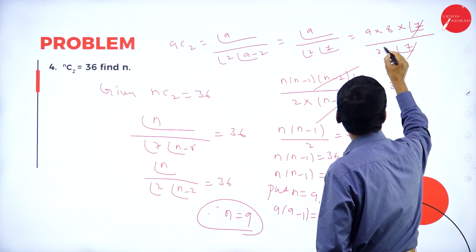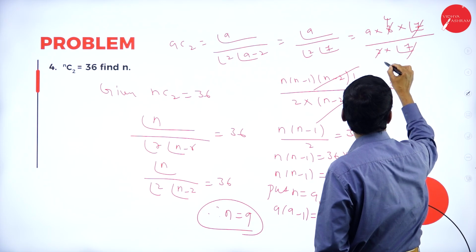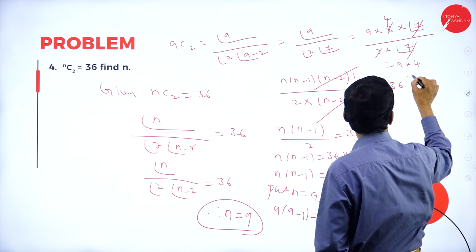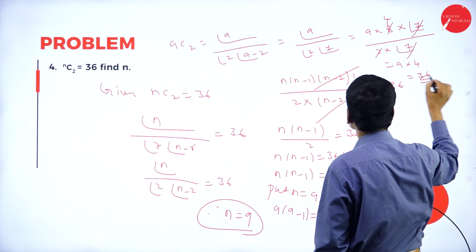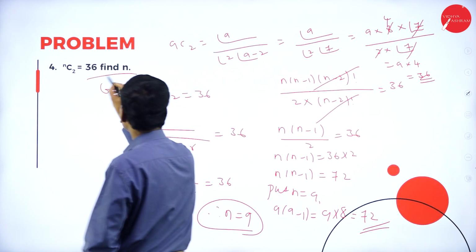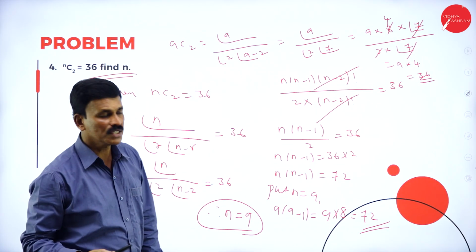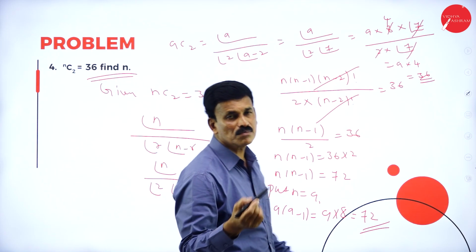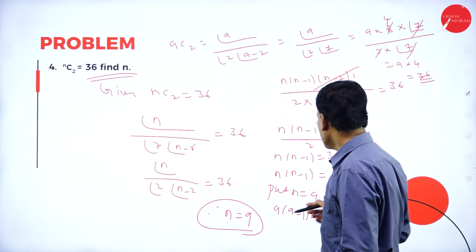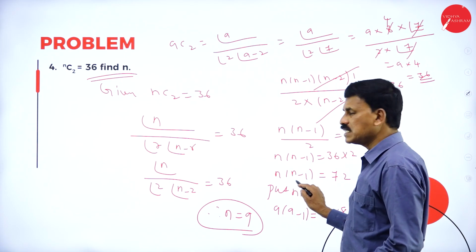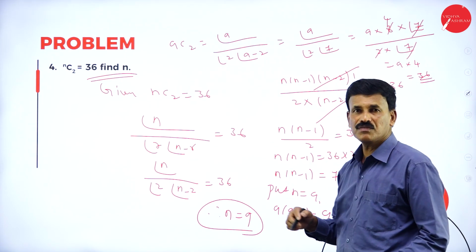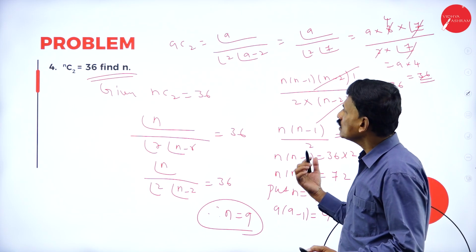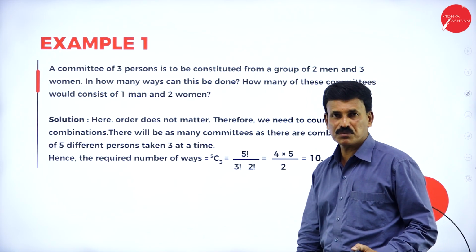So what you will get? 2 4s are 8, 9 into 4, 9 4s are 36. So you will get the value as 36, that's it. So therefore the value of N is equal to 9. This is how we are going to simplify. Otherwise you can just multiply, you will get a quadratic equation, and simplify, you will get the value of N as 9, right? Now, let us come to the statement problems.